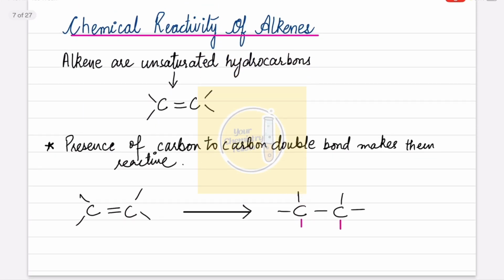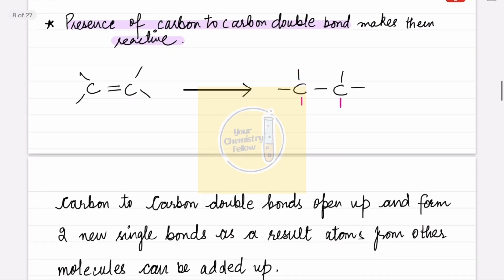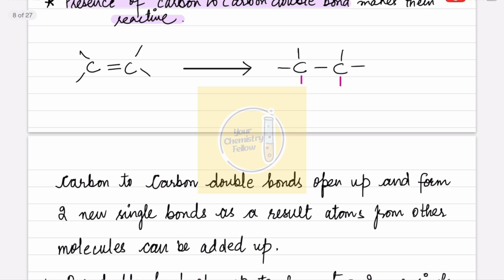Now we will discuss the chemical reactivity of alkenes. As you all know, alkenes are unsaturated hydrocarbons. Unsaturated means that they consist of at least one carbon to carbon double covalent bond. Due to the presence of this carbon to carbon double bond, alkenes become reactive in nature. Now how does the carbon to carbon double covalent bond make the alkene reactive?